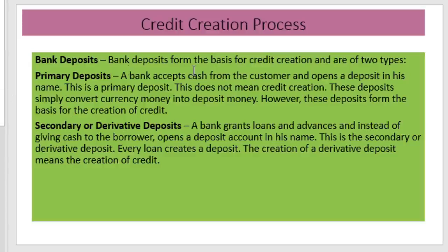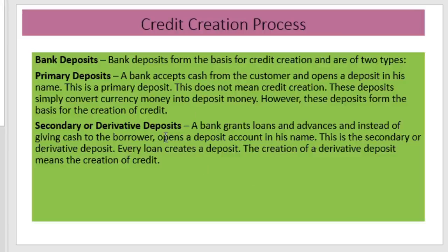Now some of the terms connected with the credit creation process. Bank deposits form the basis of credit creation, and they are of two types. Primary deposit: a bank accepts cash from the customer and opens a deposit in his name. And second, there is the secondary or derivative deposit, another form of deposit in the case of credit creation. A bank grants loans and advances, and instead of giving cash to the borrower, opens a deposit account in his name. This is the secondary or derivative deposit.